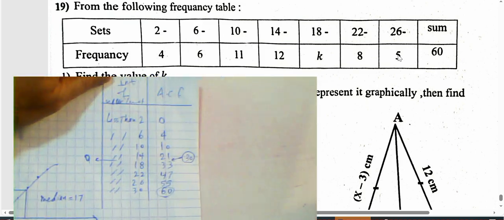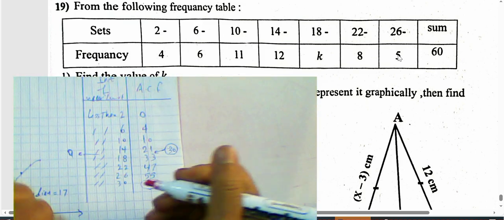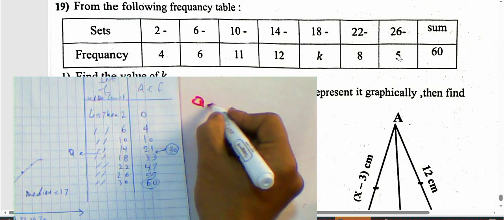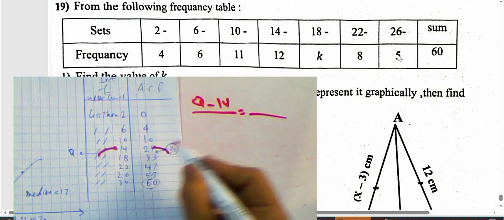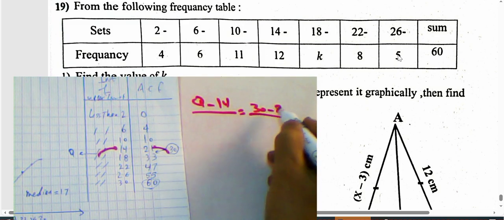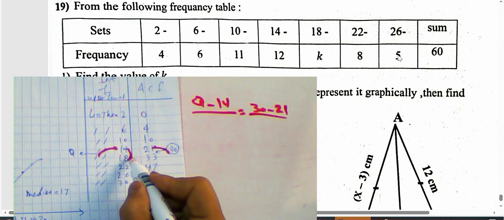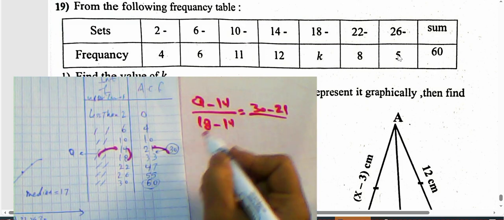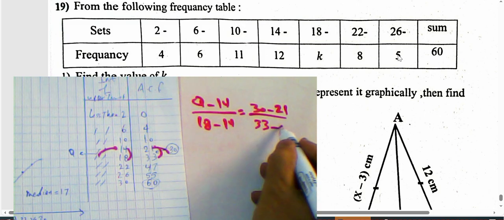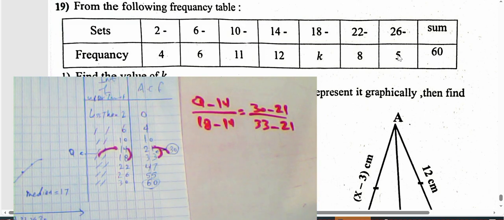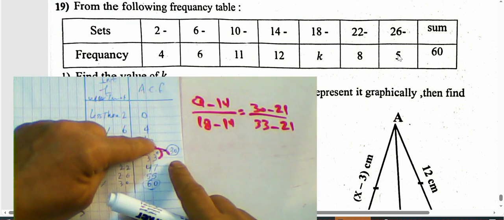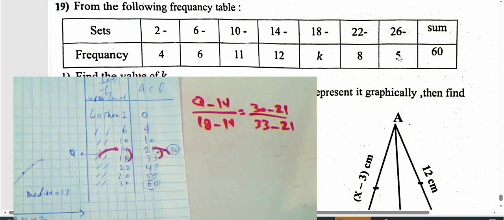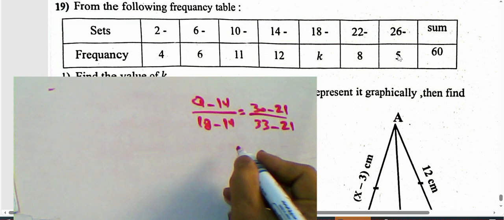Then we can write here the steps. Look with me, q minus 14, and also 30 minus 21, and down the difference between 18 and 14, and the difference between 33 and 21. Okay, again, q minus 14 over 18 minus 14, 30 minus 21 over 33 minus 21. We can find the difference.